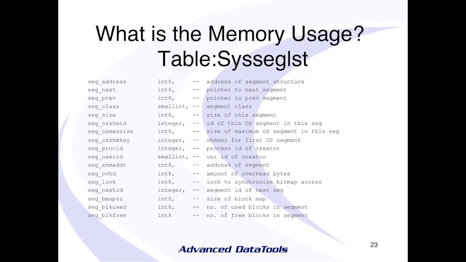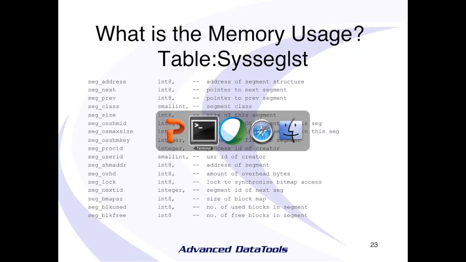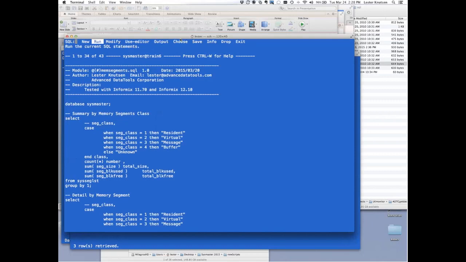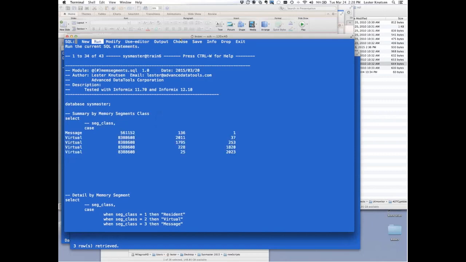Memory. This is actually one of my favorite new discoveries, and it's been there for a while. I just didn't really dig in and find out what it is. Sysseglst. This is a list of all the memory segments Informix is using. This can tell you how many virtual segments you are using right now, and it's kind of cool. And I have put together a script. This is my favorite script of this.